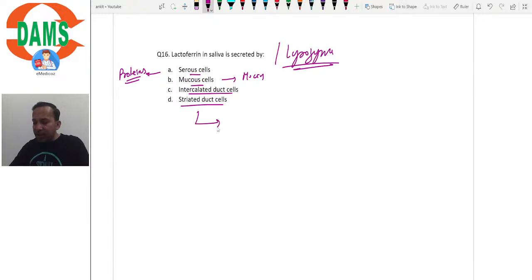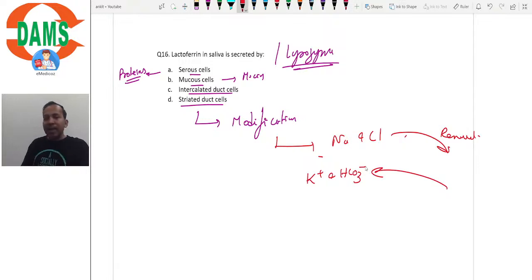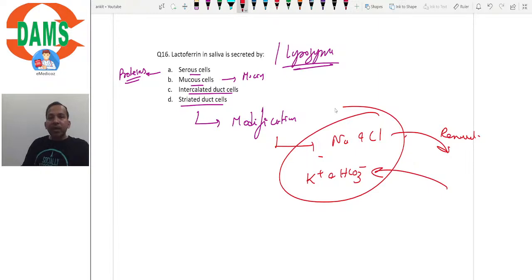Salivary modification takes place in striated duct. So when we say modification, what type of modification happens in striated duct? Sodium and chloride are exchanged. These are removed, isn't it? And what is added? Potassium and bicarbonate is added to the saliva. So this is the modification happening in striated duct.